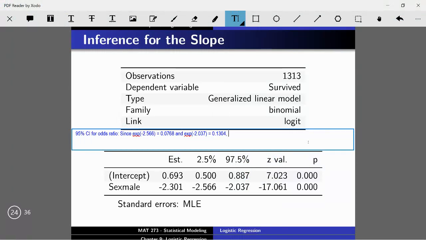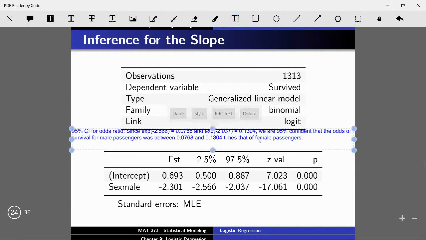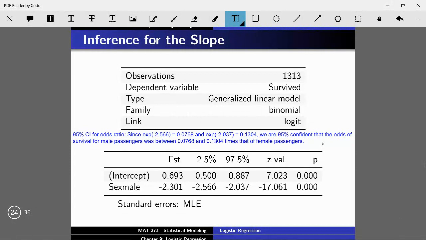Since the exponentiated bounds are given by that and that, we interpret this confidence interval for the odds ratio as saying we are 95% confident that the odds of survival for male passengers was between 0.07 and 0.13 times that of female passengers. That's a confidence interval for the odds ratio here that we can get from this output.